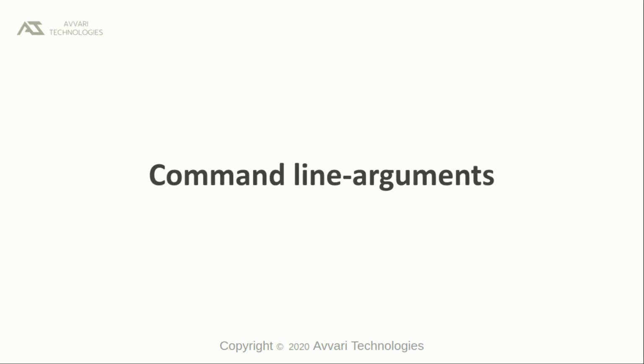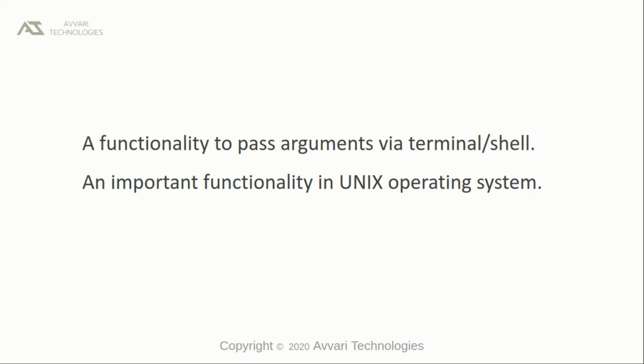Command line arguments. A functionality to pass arguments via a terminal or a shell. We can also use a virtual terminal to pass the arguments. This is an important functionality in the Unix operating system. Many of the tools that we have in the Unix operating system, such as copying or moving a file or directory, use command line arguments to pass the values.